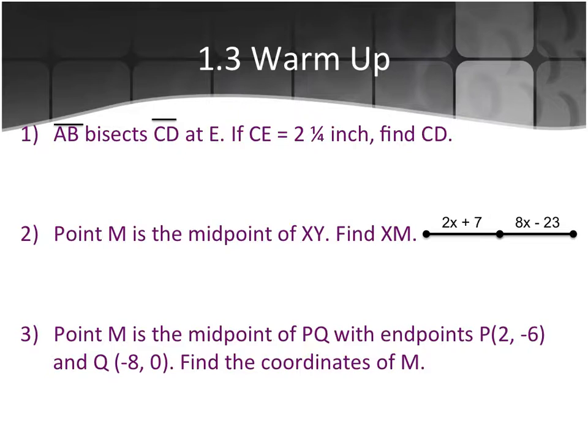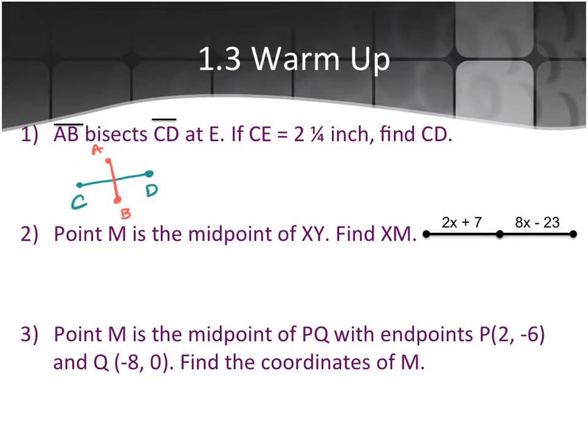Okay, so let's go through the answers for this warm-up. Number 1 says segment AB bisects segment CD at E. If CE is 2.25 inch, find CD. The first thing we know is that CD is being bisected. This has to be a segment in order to be cut in half, and it's being bisected, which means it's going through the middle by AB.